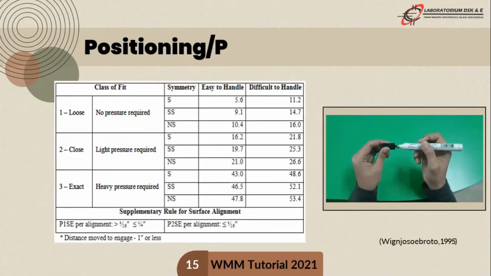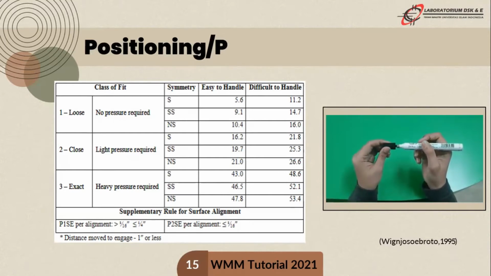As you can see on the table, there are 3 cases: loose, close, and exact, which refer to loose, no pressure required, close, light pressure required, and exact, heavy pressure required. And you see there are symmetry, easy to handle, and difficult to handle. Easy and difficult to handle are more subjective from the operators, so you have to ask the operator whether the activity is easy or difficult to handle. And then how about symmetry? S refers to symmetry, SS refers to semi-symmetry, and NS refers to non-symmetry.